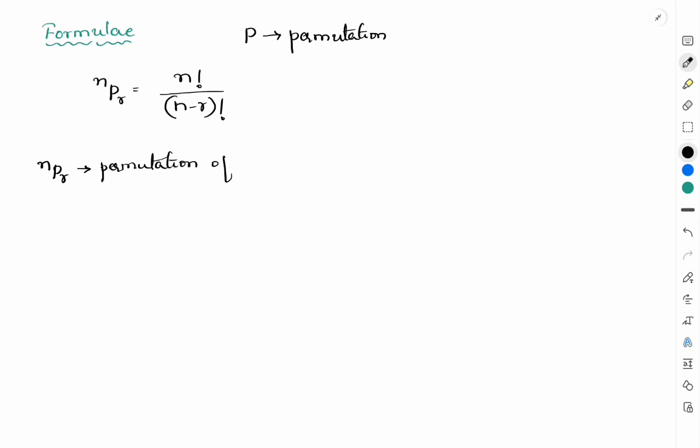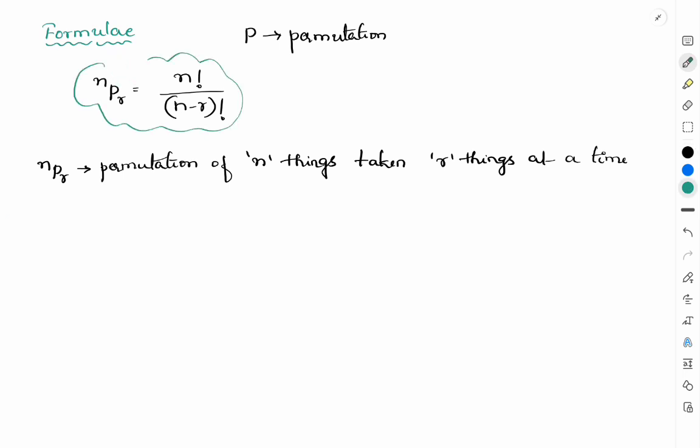First is nPr is equal to n factorial divided by n minus r factorial, where this capital letter P represents permutation. And the meaning of nPr is that it is permutation of n things taken r things at a time. And this is the formula: nPr is equal to n factorial divided by n minus r factorial.